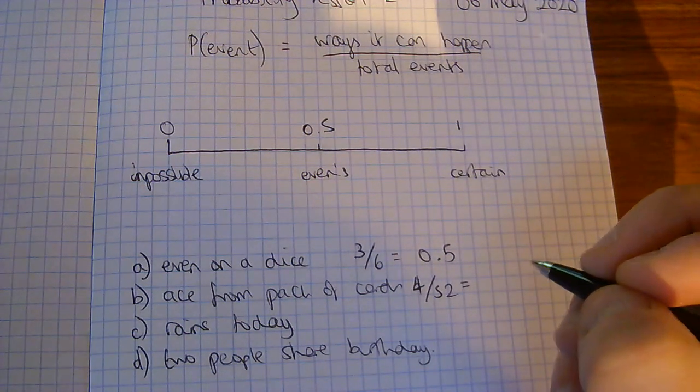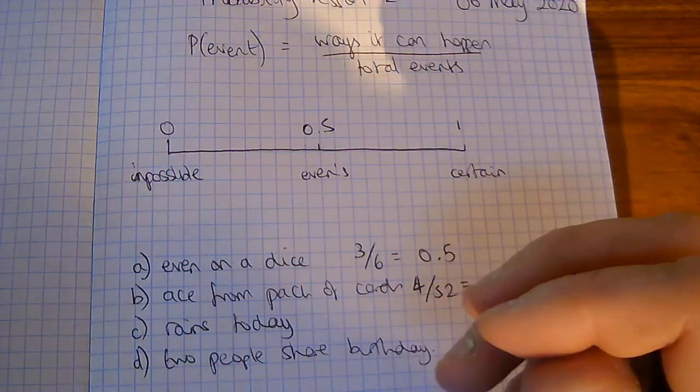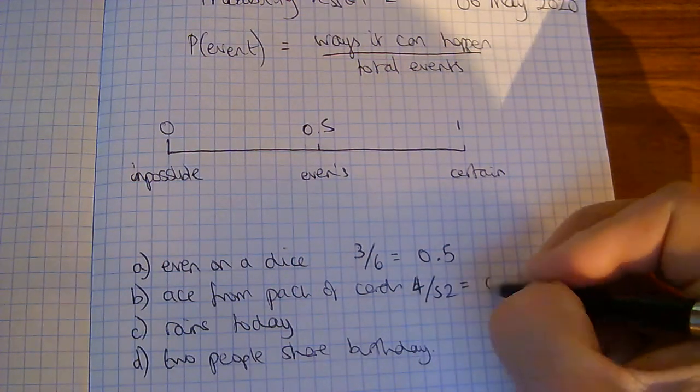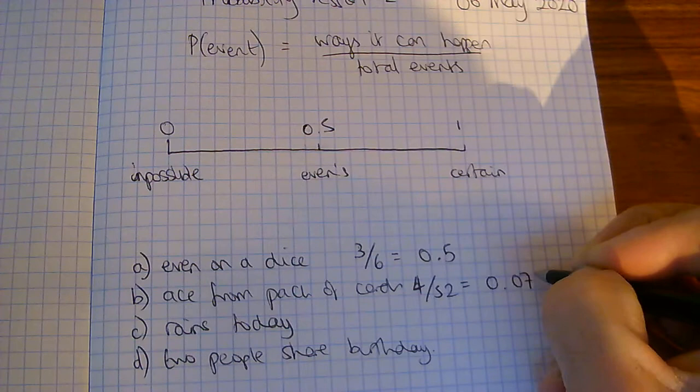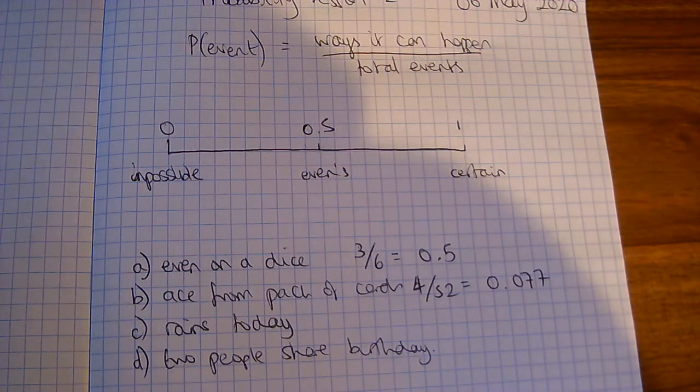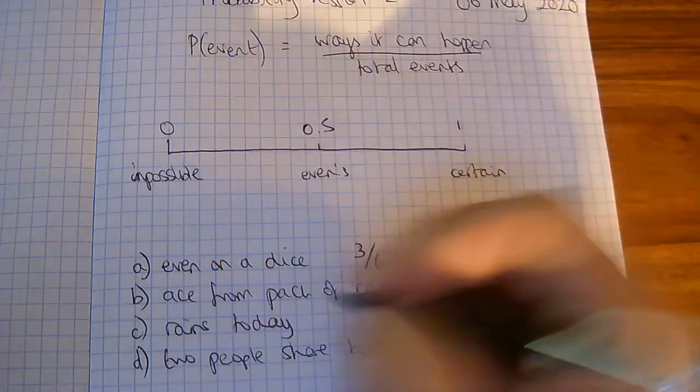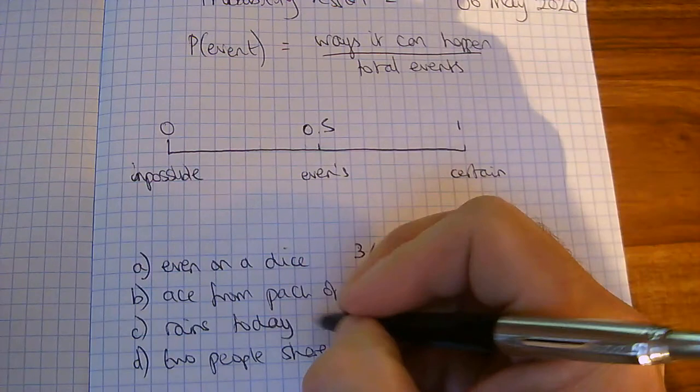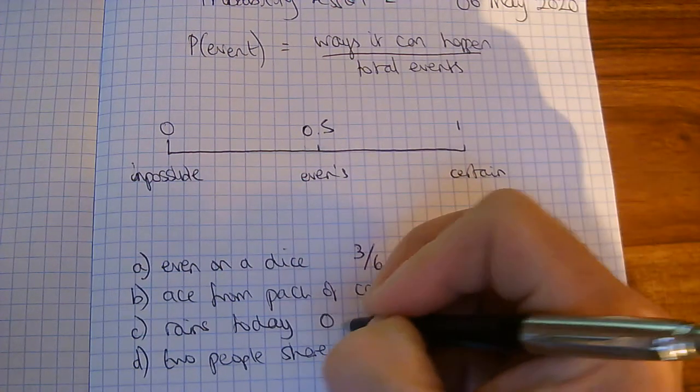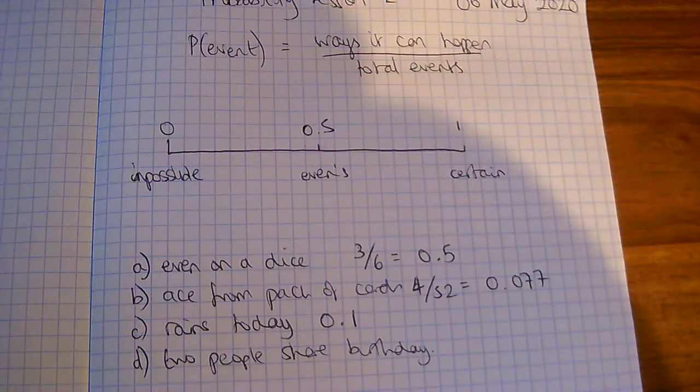When I do the ace from a pack of cards, there's 4 aces out of 52 cards altogether. Now if I use my calculator, I can do 4 divided by 52 and I get myself a decimal of 0.077 going to 3 decimal places. The probability that it's going to rain today, well, forecast is looking pretty good, so the probability it's going to rain today I think is pretty small, but we are in England, so I'm going to estimate around 0.1.